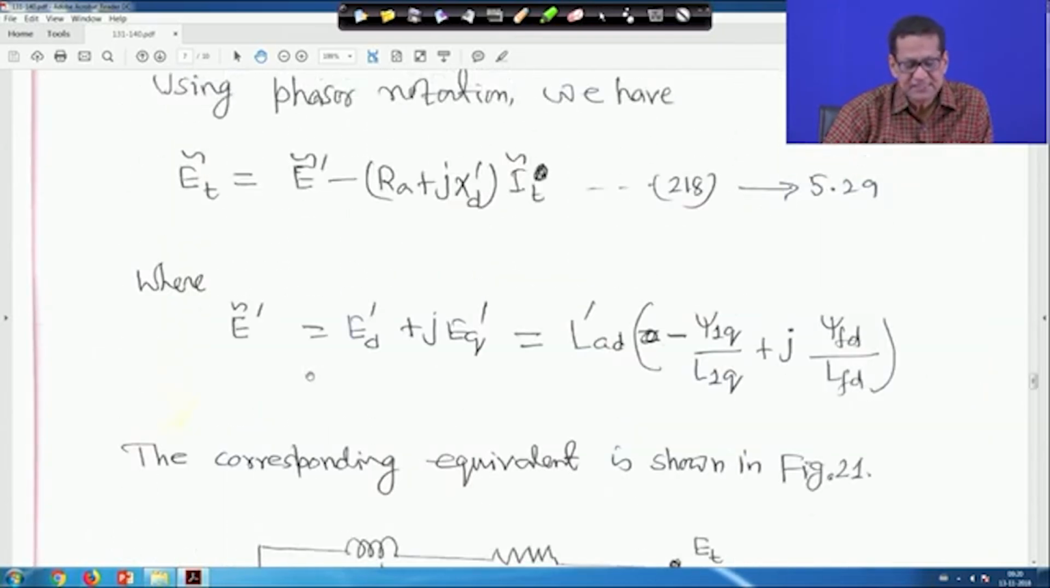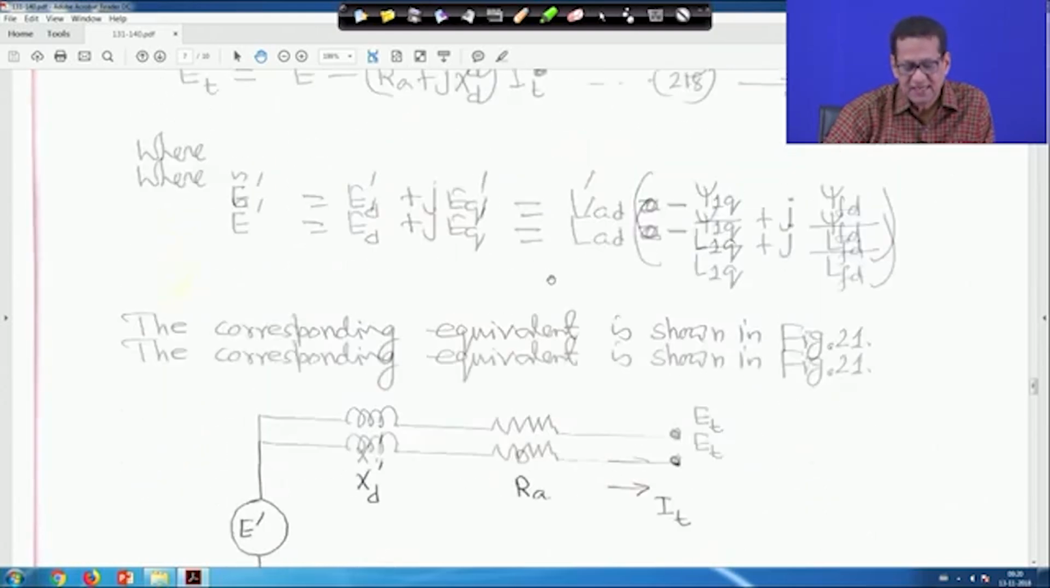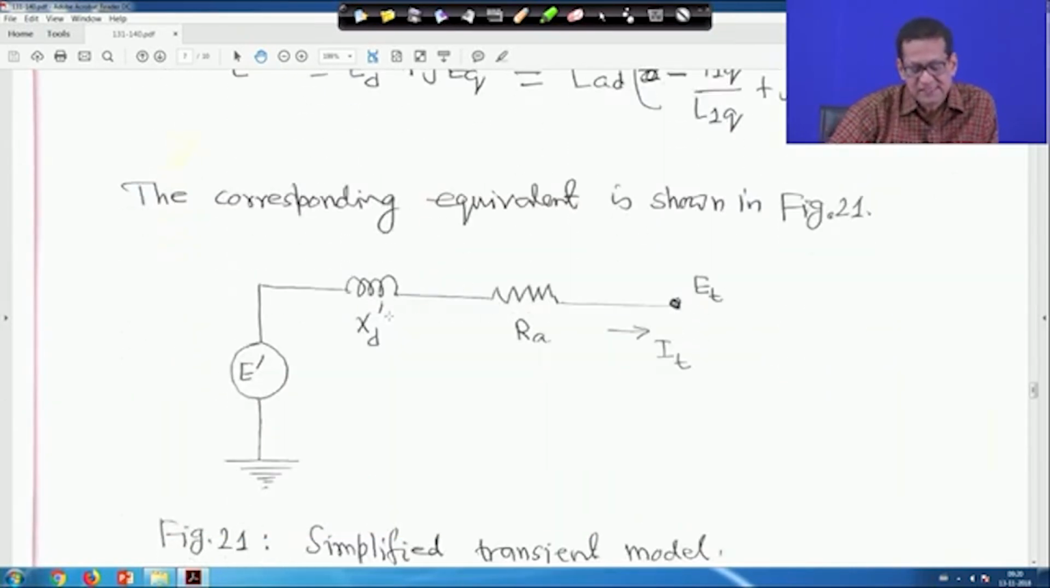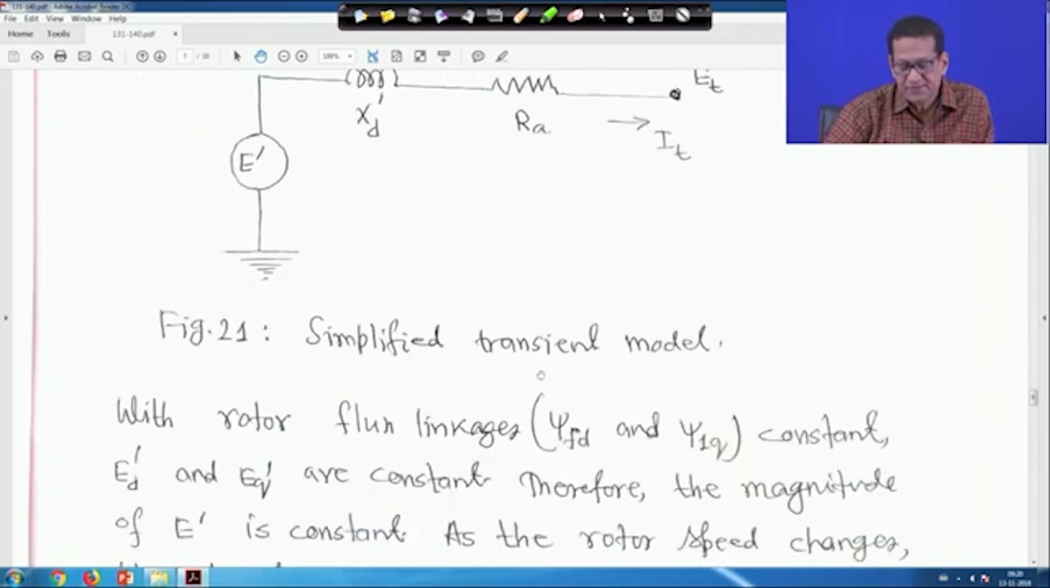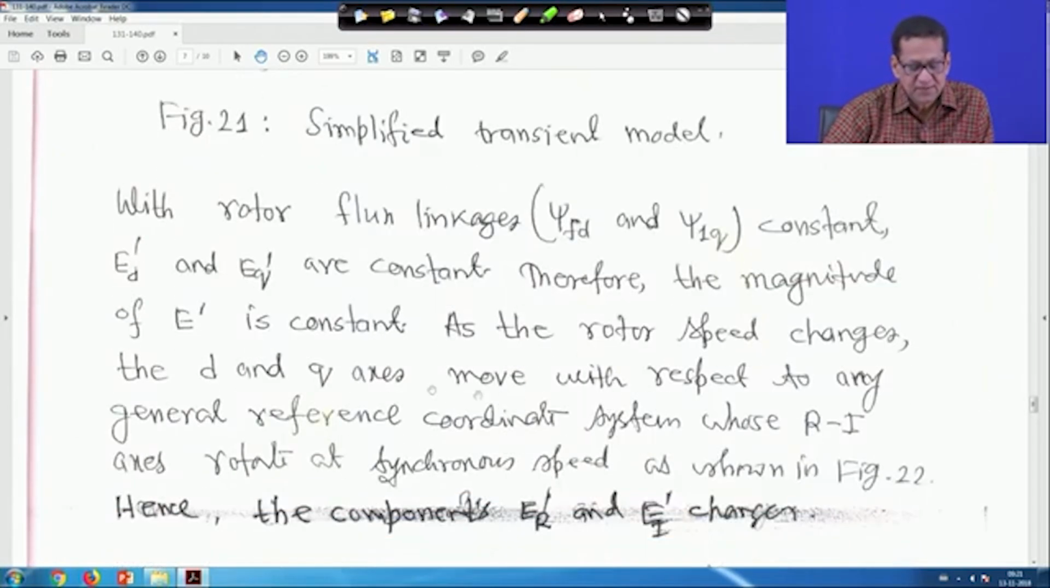So, that means this is the simplified transient model. That means this equation, that E_t tilde is equal to E' minus (R_a plus j X_d') I_t tilde, and this is equation 218, and this is the corresponding circuit diagram for that. So, this is the simplified transient model. Now, with rotor flux linkages psi_fd and psi_1q constant, that means capital E_d' and capital E_q' are also constant. Therefore, the magnitude of E' is constant.